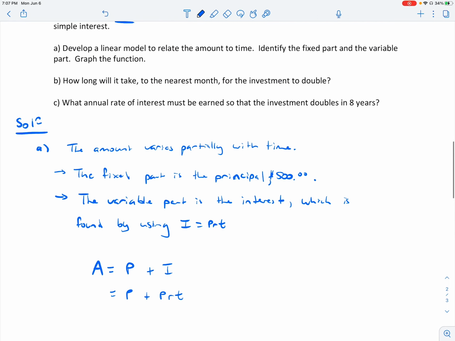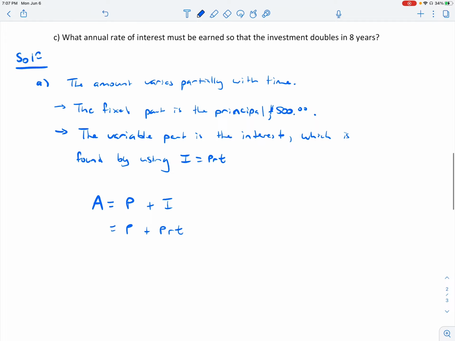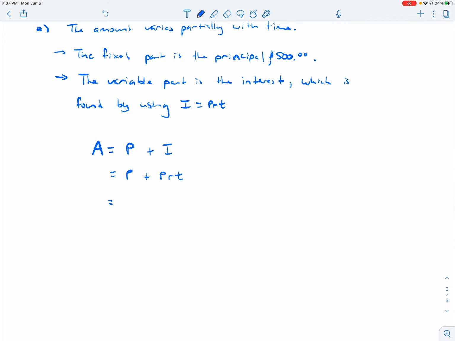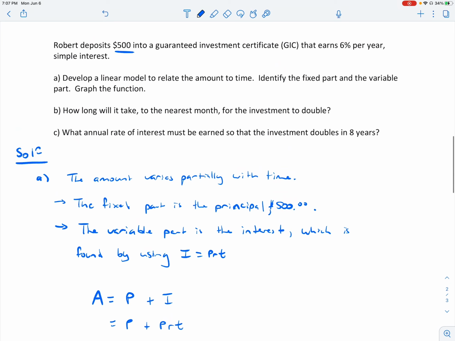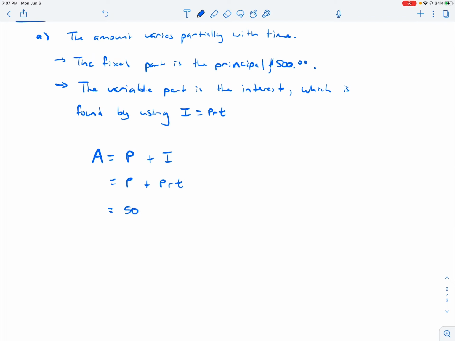All right, so we now want to graph this function. So I'm going to plug in some values in here. The principal was 500, and the rate is 6% per year. So we have 500 for the principal, and the rate was 6%, which is pretty good for a GIC. As a decimal, we write 0.06. So write 0.06 and then T. So you can see how this looks like a nice linear equation, right?